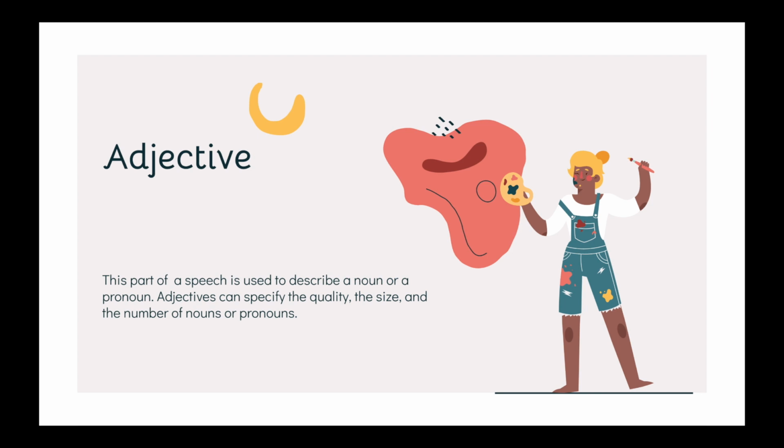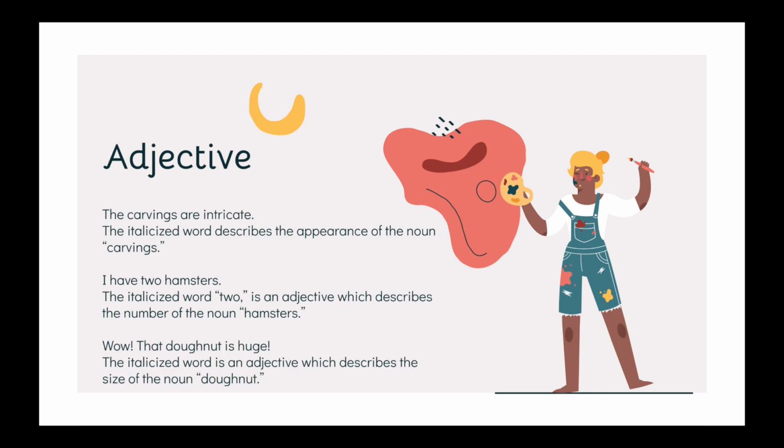And then we also got something called adjective. Okay, adjective describes a noun, okay, or a pronoun. They can talk about the quality, the size, or the number. Okay, so for example, the carvings are intricate. Okay, the word intricate describes the appearance of the noun carvings. Okay, and then for example, I have two hamsters, so the word two describes the number of hamsters. Okay, and then wow, the donut is huge, so the word huge is an adjective that describes the size of the word donut, like that.